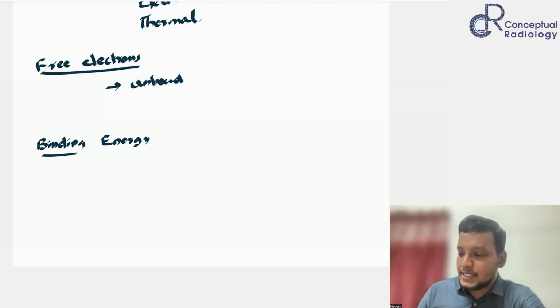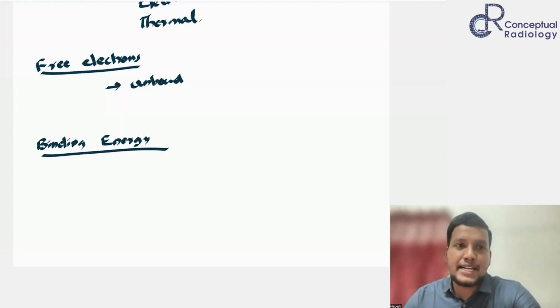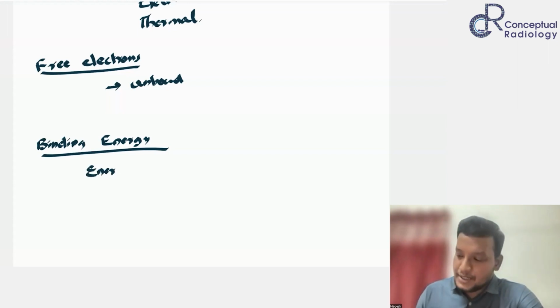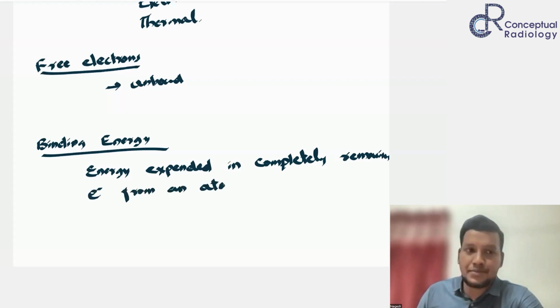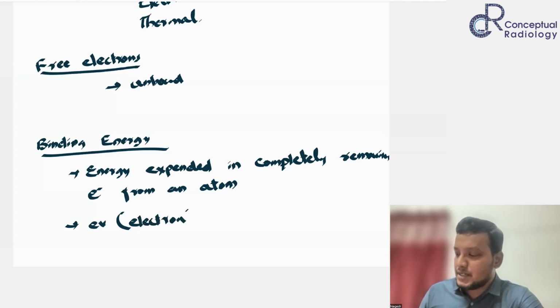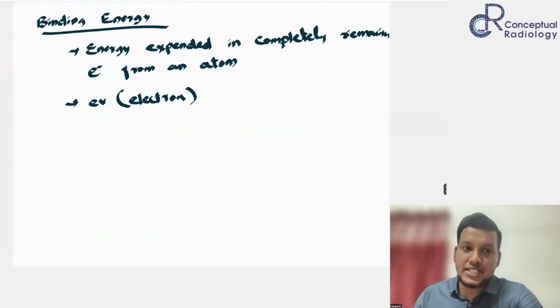What is binding energy? Binding energy is the energy expended in completely removing an electron from an atom. The binding energy is expressed in electron volts. Electron volt is a unit of energy.